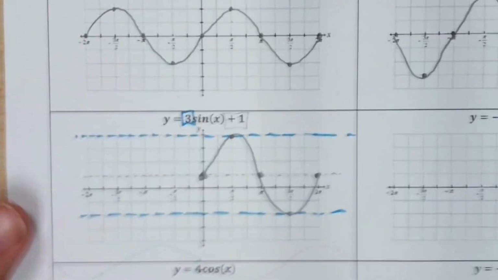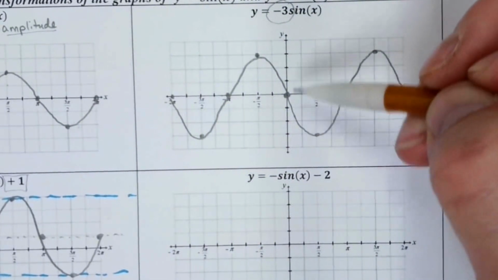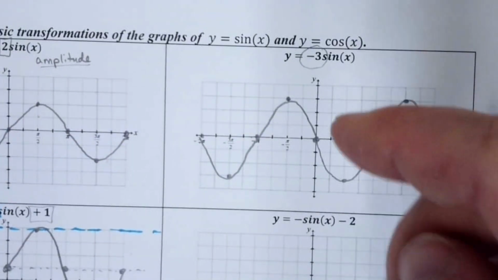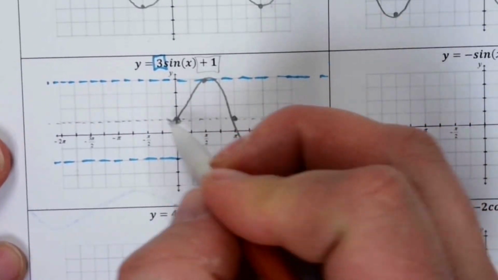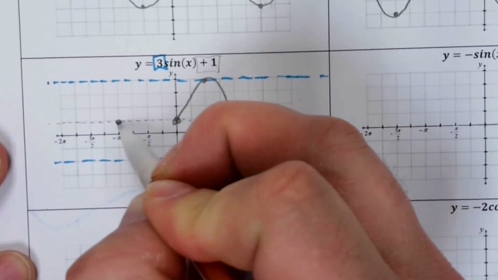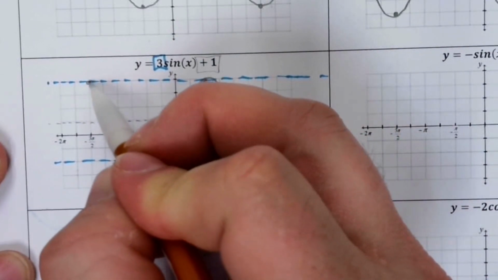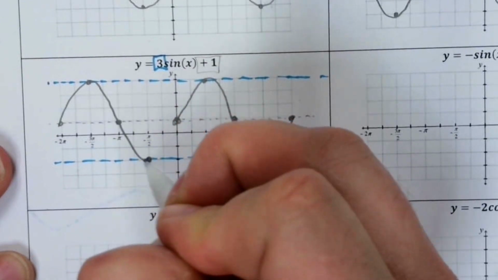It's behaving just like this one, but it's shifted up 1. And again, flipped, right? Okay, now we go backwards. So here would be down, and then back at the midline, and then top, and then back at the midline. Here's your graph.